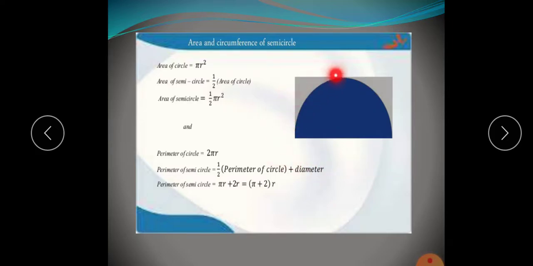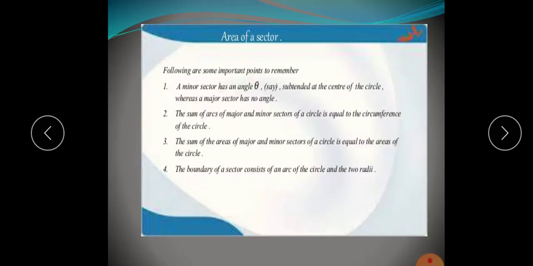It's half the perimeter of a circle plus the diameter, because the perimeter means adding all the sides, so the circle part plus the diameter also. Then half of 2 pi r plus d. So what is half of 2 pi r? The 2 cancels, leaving pi r. D is nothing but 2 times the radius. Then taking r common, pi plus 2 into r, or pi r plus 2r, is called the perimeter of a semicircle.